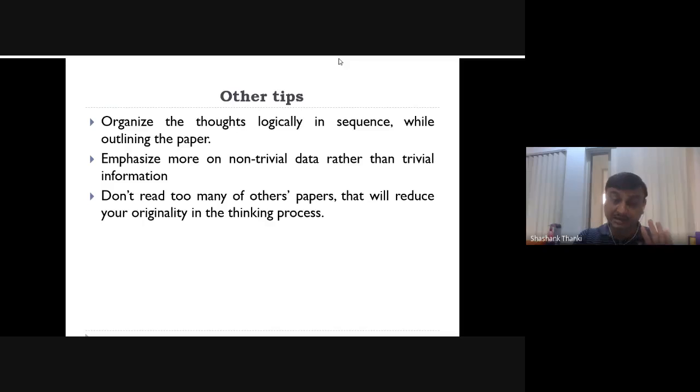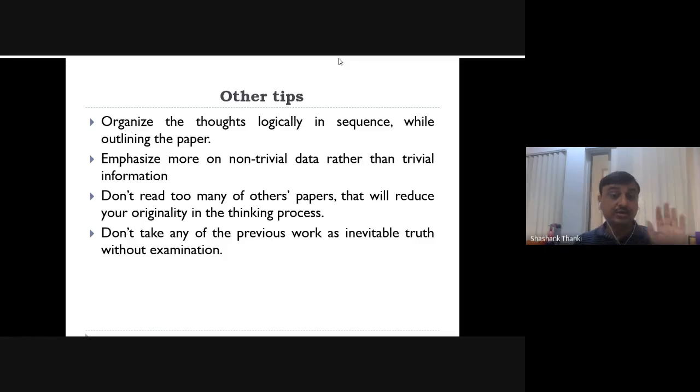Yes, and at the same time, I am also saying that don't take any of the previous work as inevitable truth without examining. Just because something has been done does not mean it is correct, that is not necessary. You have your own experiment and you try to validate that also.